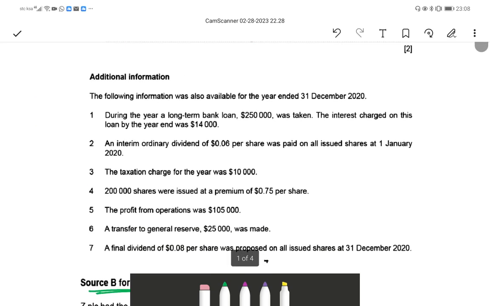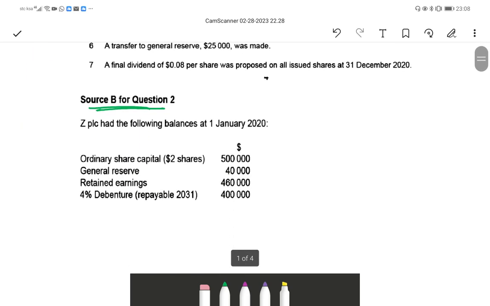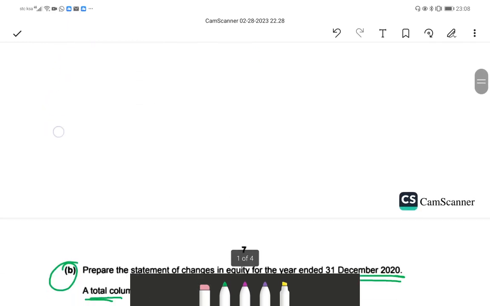First, statement of changes in equity means we start with the opening balance of capital and we get the closing balance of capital. So opening balance is at January 2020: ordinary share capital, general reserve, retained earning and debenture. Here we will not take the debenture. Only the capital items we take. So ordinary share, general reserve and retained earning only we put in the statement of changes in equity.